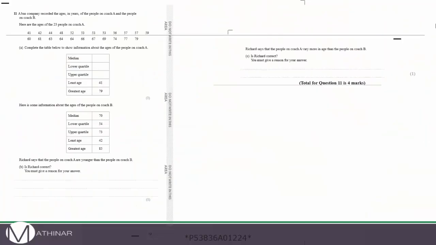So let's have a look at question number 11 here. A bus company recorded the ages in years of the people on coach A and the people on coach B. Here are the ages of the people on coach A. So we've got 23 people, and we want to work out the median, the lower quartile and the upper quartile. The good news is it's already in order for you. To find the median, we use the formula: median is n plus 1 divided by 2. Now n is the number of people, which is 23, add 1 divided by 2, so that's 24 divided by 2 is 12. That doesn't mean the answer is 12, that means we're looking for the 12th person.